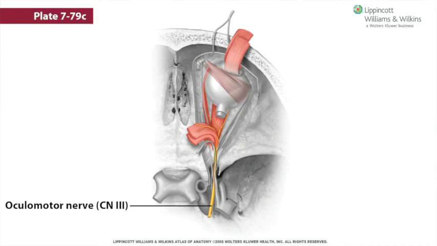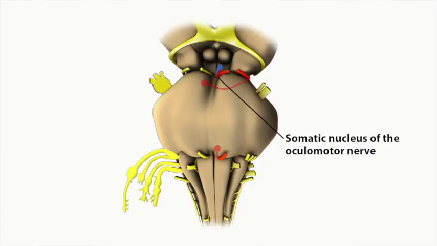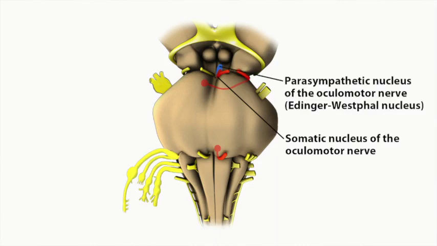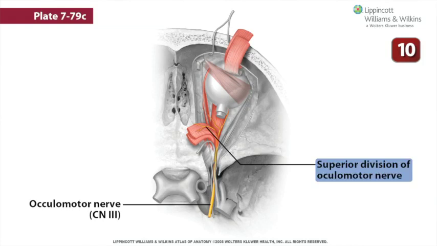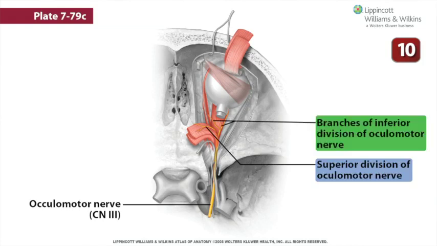acts on its lens. Its somatic nucleus and its parasympathetic nucleus, which is sometimes called the Edinger-Westphal nucleus, are found in the midbrain. The oculomotor nerve emerges from the midbrain and runs through the lateral wall of the cavernous sinus. It passes through the superior orbital fissure and bifurcates into a superior and inferior division.